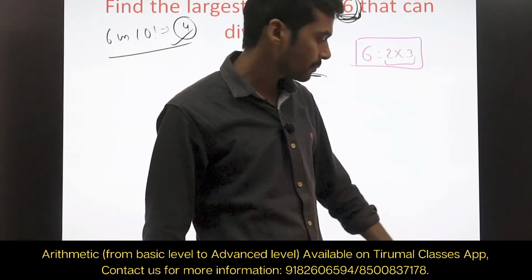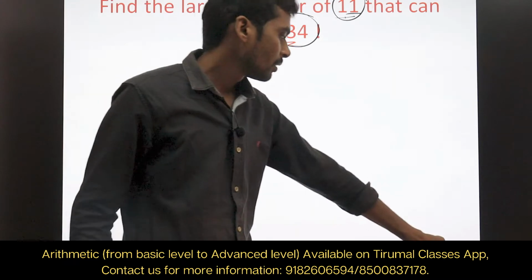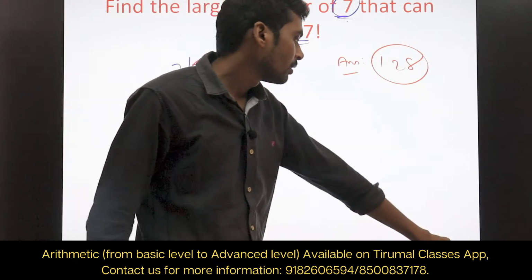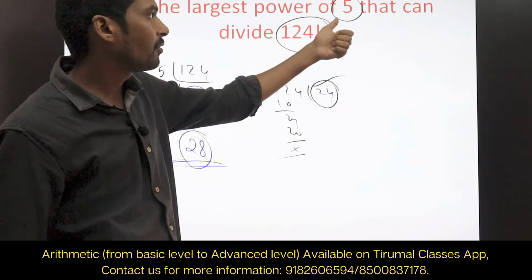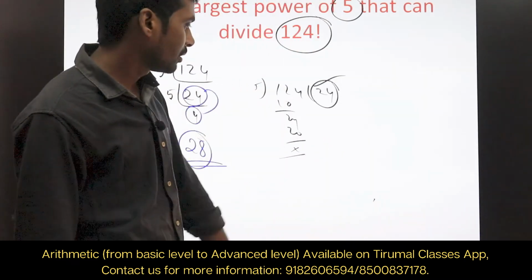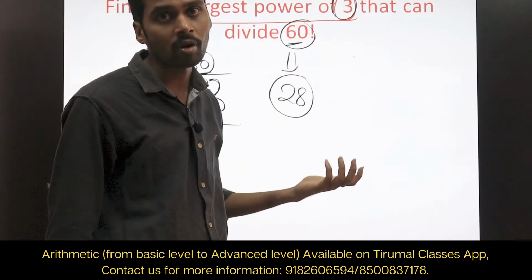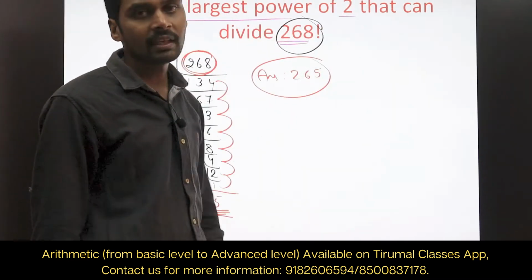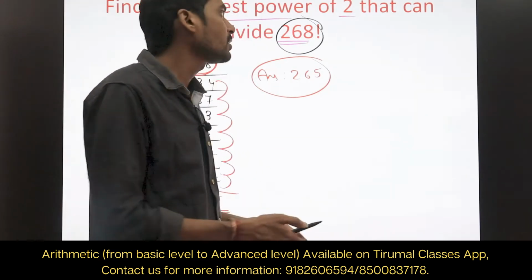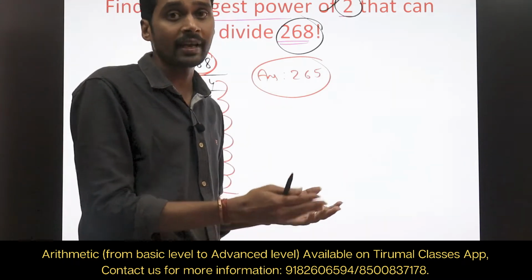Suppose you look at the previous problems. Here which number did we have? 11. 11 is a prime number. For the previous problem, we took 7. 7 is a prime number, right? Next, for the previous problem, we have the number 5, which again is a prime number. Then the number 3, again a prime number. And then 2. So in all the problems we have done till now, we are supposed to find the maximum power of a prime number. So that's why we don't get any problem.